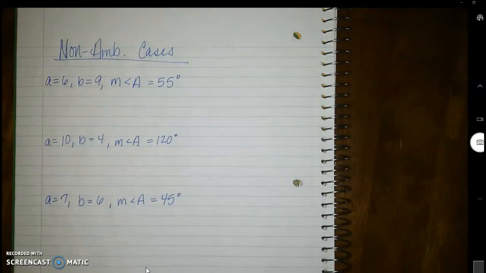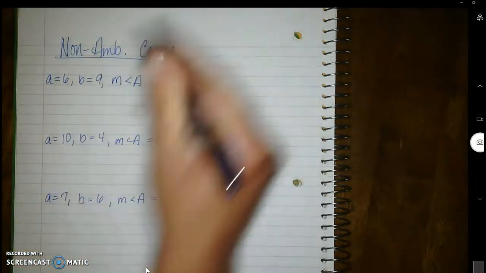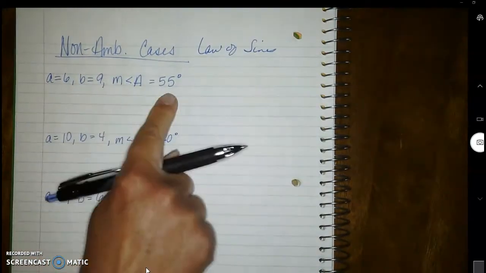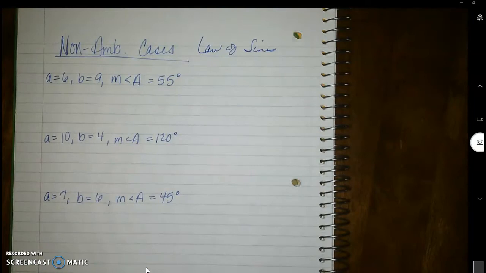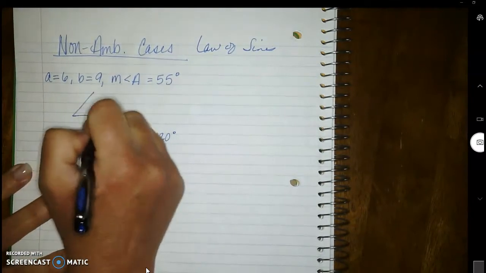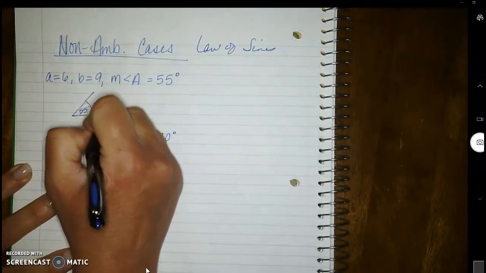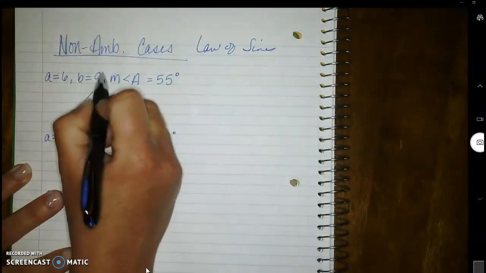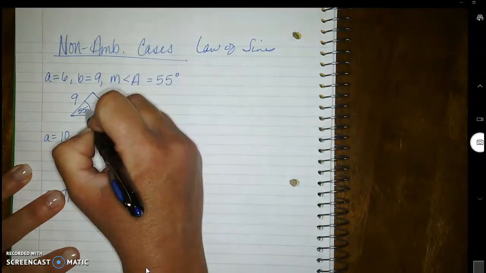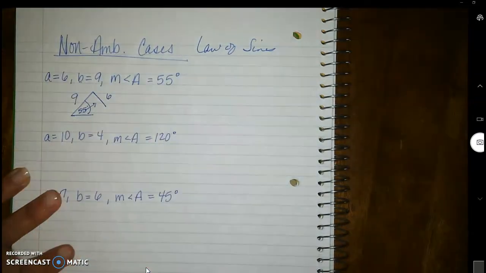All right, so I'm going to show you a couple of examples of some non-ambiguous cases of some triangles using, again, the law of sines, okay? So let's go take a look at this first one. We have that a is 6, b is 9, and the measure of angle A is 55. So I'm going to draw this picture. I've got angle A down here, which is 55 degrees, okay? Side b is 9, and side a, which is, remember, across from angle 55, is 6.